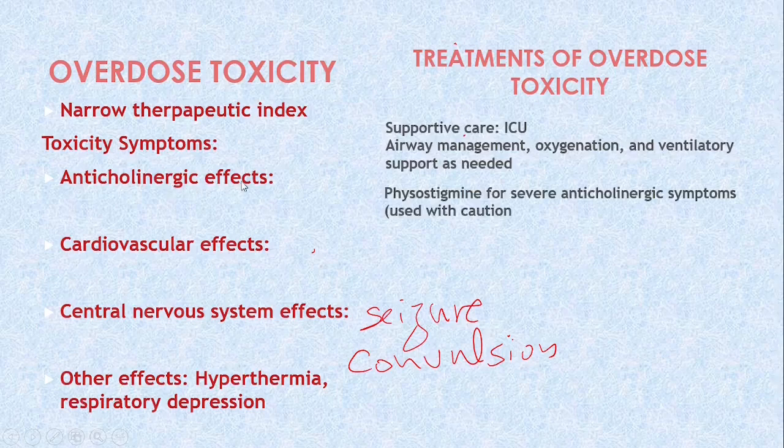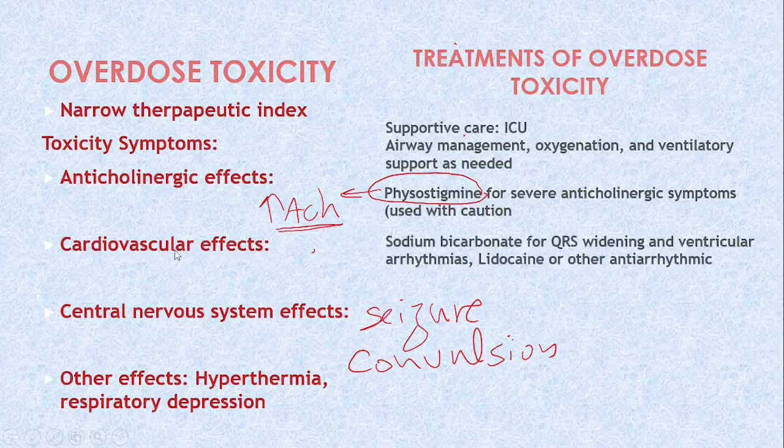Anticholinergic side effects can be treated with physostigmine. Physostigmine, as we have discussed before, is an anticholinesterase. It will increase acetylcholine peripherally and centrally. It will antagonize the anticholinergic effect of TCAs. This should be done with caution. Why? Because excessive physostigmine can produce excessive cholinergic activity.